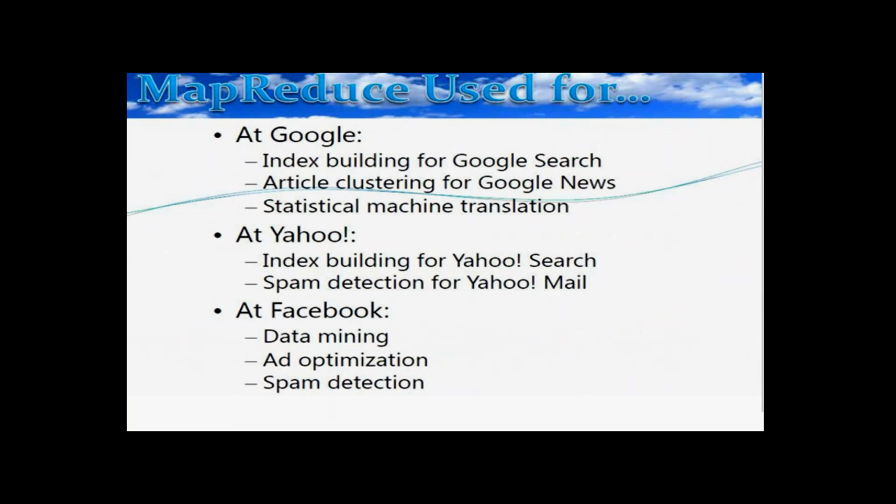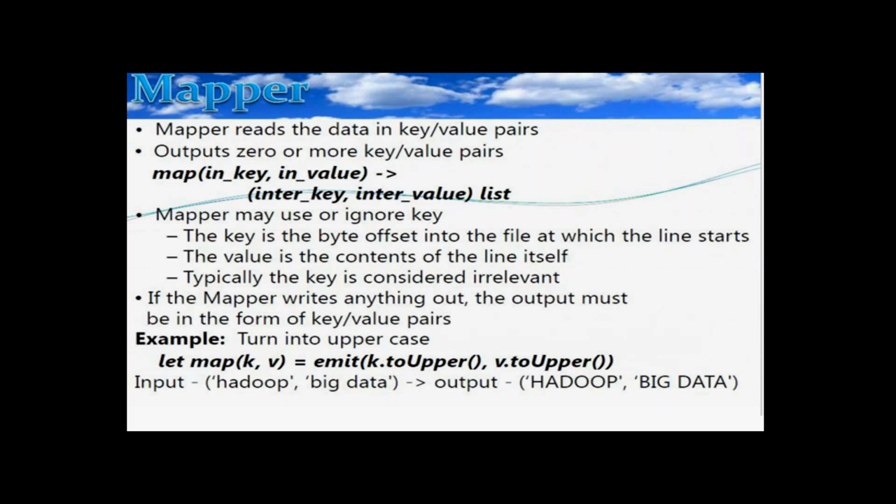Facebook implemented the MapReduce concept for data mining, ad optimization, and spam detection, like fraud accounts, fake Facebook accounts, too many duplicate accounts. In order to detect this kind of activity, they have implemented Hadoop. At Facebook, not only MapReduce, they also use Hive and Pig as well. So as we discussed, in the Mapper we'll be having key and value pairs.